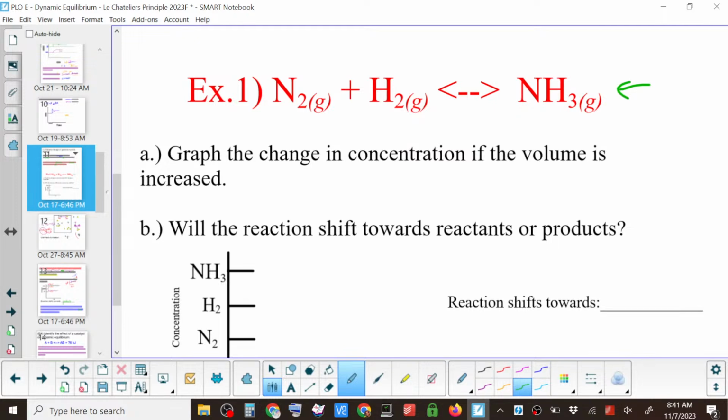And then I don't understand how the reaction always goes to the lesser side. Yeah, always goes to the lesser side. So it's gonna be so hard.